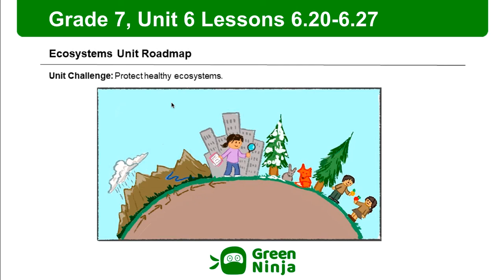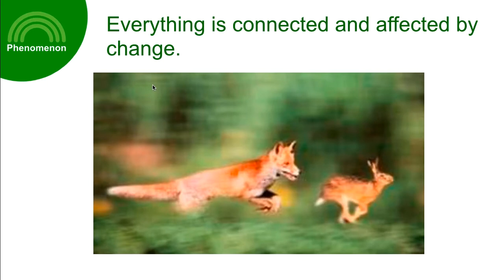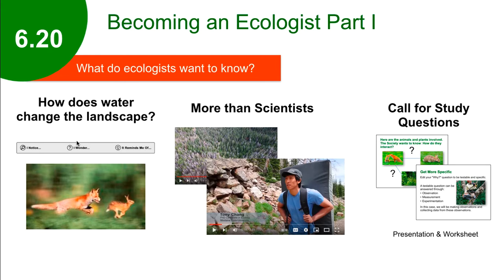Let's keep looking at changes, but now we'll focus in more on the biotic parts of the system. We focus on a phenomenon of a fox preying on a rabbit. The two of them depend upon one another, so that when something changes with one population, the other one also changes. We introduced this scenario in 6.20 as students wonder, what do ecologists want to know?